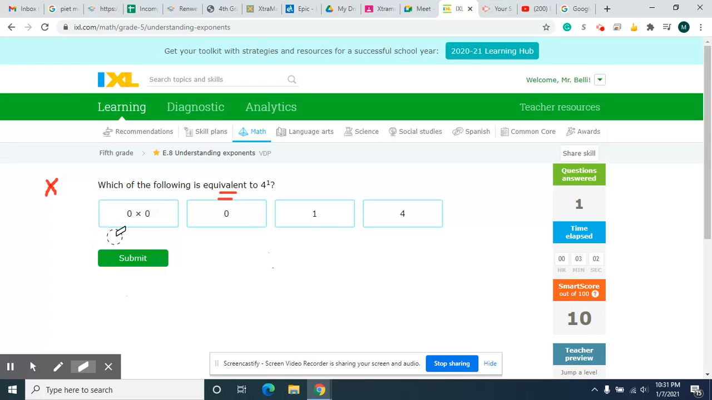Okay. So now we're looking at equivalent again, which means equal. Okay. And we want to know what 4 to the first power is. Well, this means we have 1 4. Well, 0 times 0 is 0. That wouldn't be 1 4. We've already decided that 0 isn't 1 4. 1 isn't 1 4, but 4 is 1 4. So we click on that.